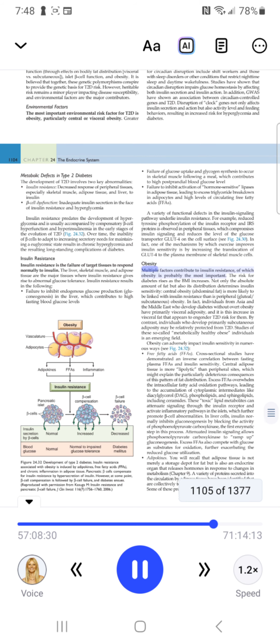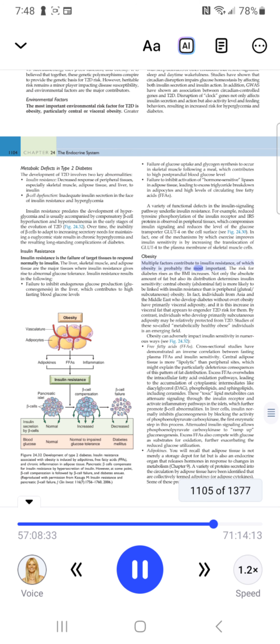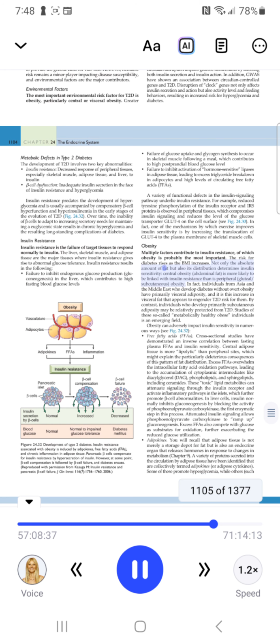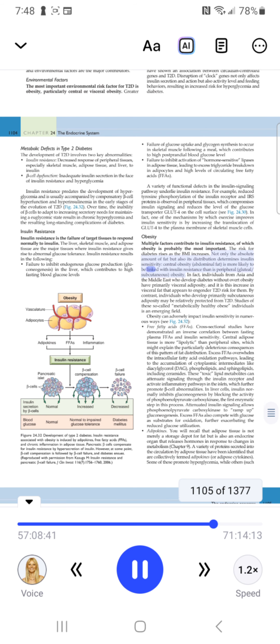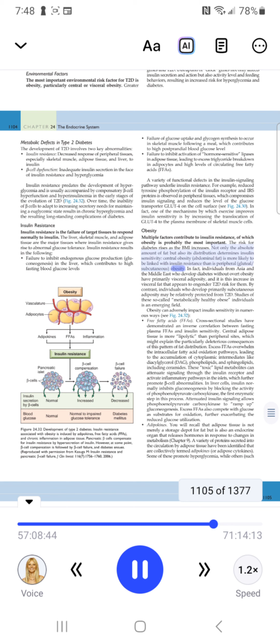Obesity. Multiple factors contribute to insulin resistance, of which obesity is probably the most important. The risk for diabetes rises as the BMI increases. Not only the absolute amount of fat, but also its distribution determines insulin sensitivity. Central obesity, abdominal fat, is more likely to be linked with insulin resistance than is peripheral gluteal subcutaneous obesity.